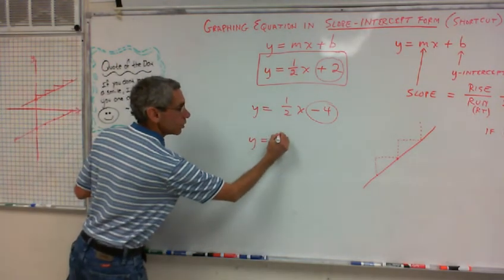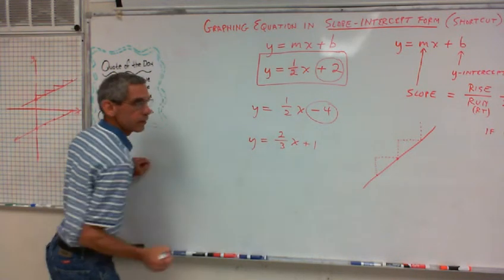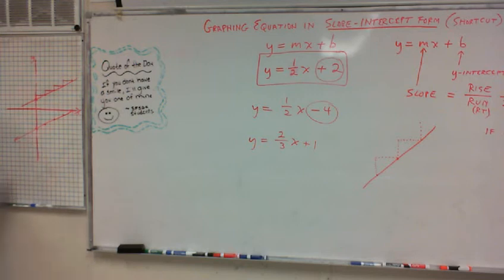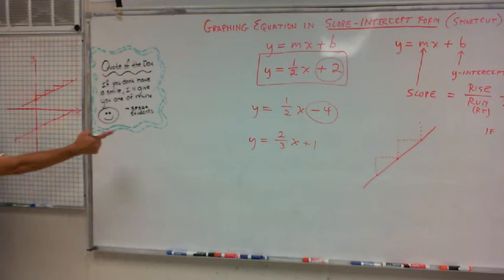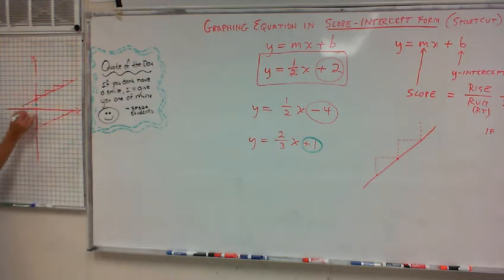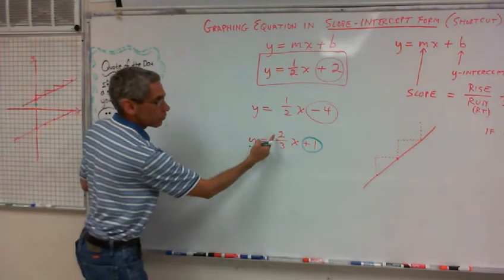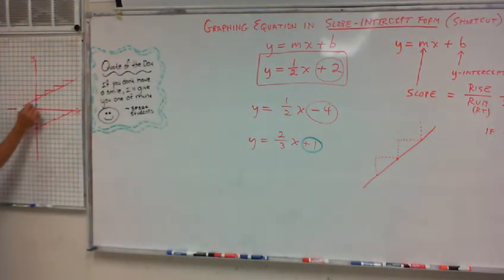Y is equal to 2/3 x plus 1. I'm going to use a different color. Here's my plus 1. That's the first thing I grab. I come over here and I plot it at 1. Y equals 1 right there. And then I see I rise 2 and I run 3. I'm going to rise 2 and run 3 and I put a dot. Rise 2, run 3, put a dot. Draw my line.